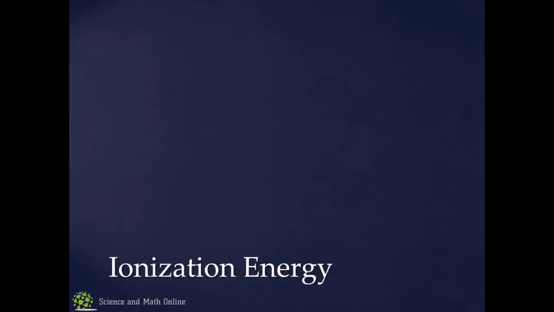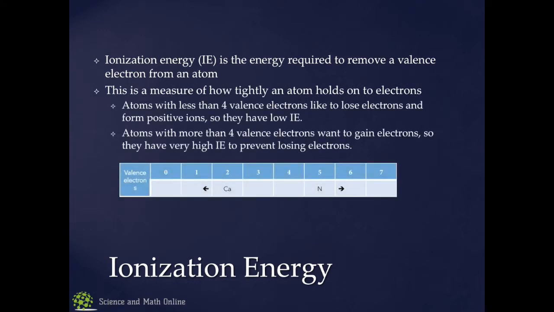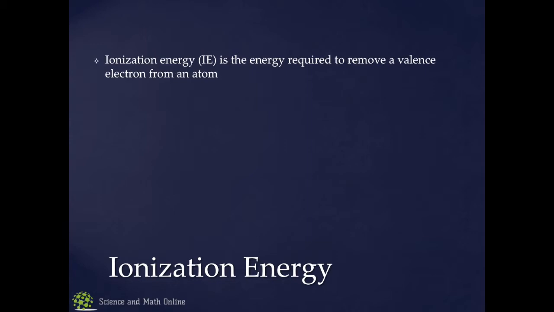The next periodic trend is what we call ionization energy. Ionization energy is the energy required to remove a valence electron from an atom. So it is a measure of how tightly an atom is holding onto an electron. Let's back up for a second. It's the energy required to remove something. It's the energy required to do something.